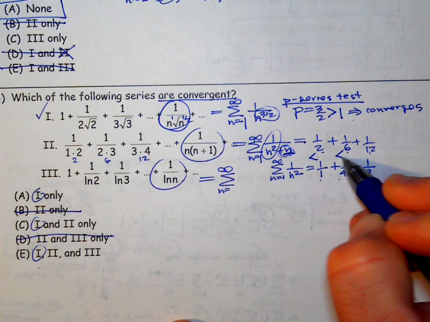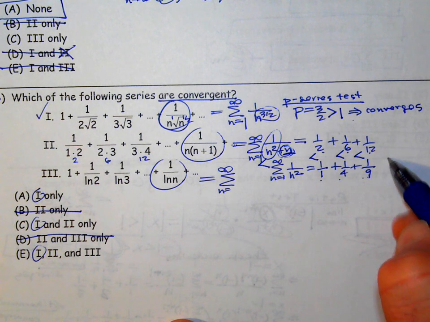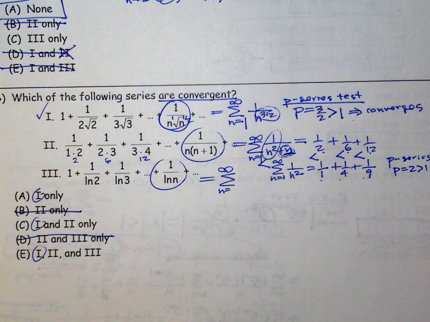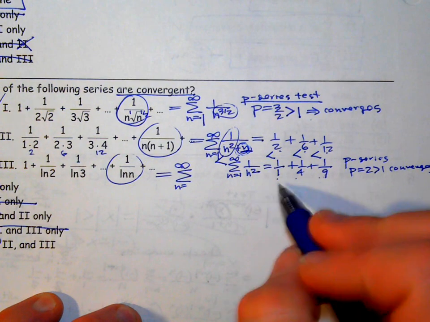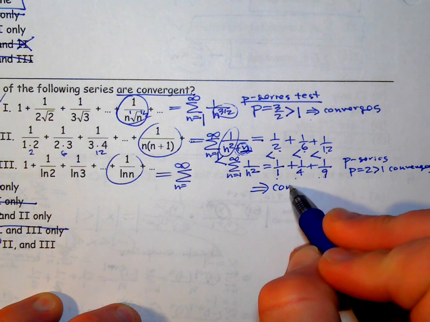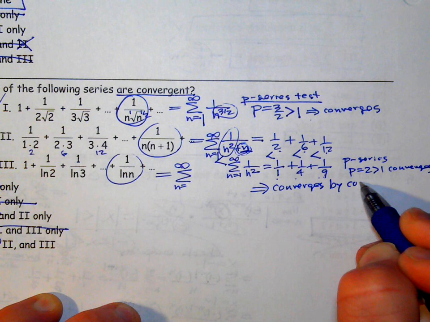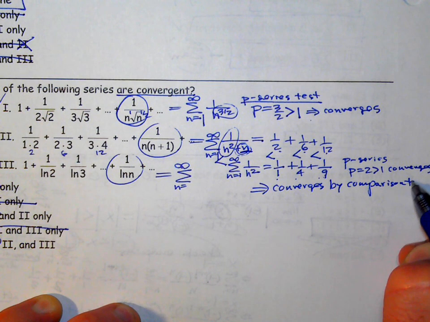This is smaller than this. This is smaller than this. This whole series is smaller than this series. And since this series is a p-series, and the p-value equals 2, which is bigger than 1 and converges, since that one converges, then our series converges by the comparison test.